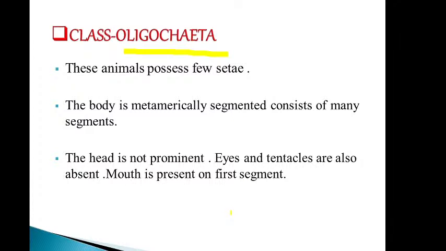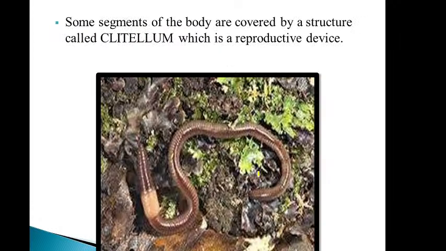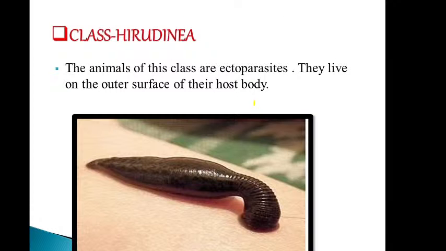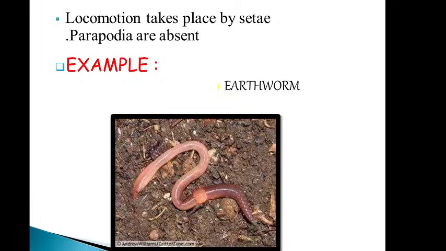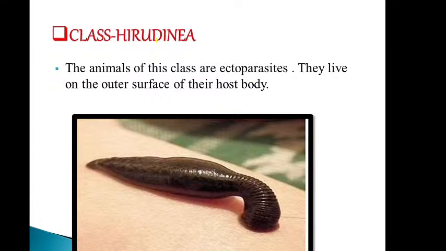Their body is metamerically segmented and consists of many segments. The head is not prominent. Eyes and tentacles are also absent. The mouth is present on the first segment, and they also have the clitellum for the purpose of reproduction. Getting my point? The earthworm is an example of this class, where locomotion takes place by setae, and of course the parapodia are absent.